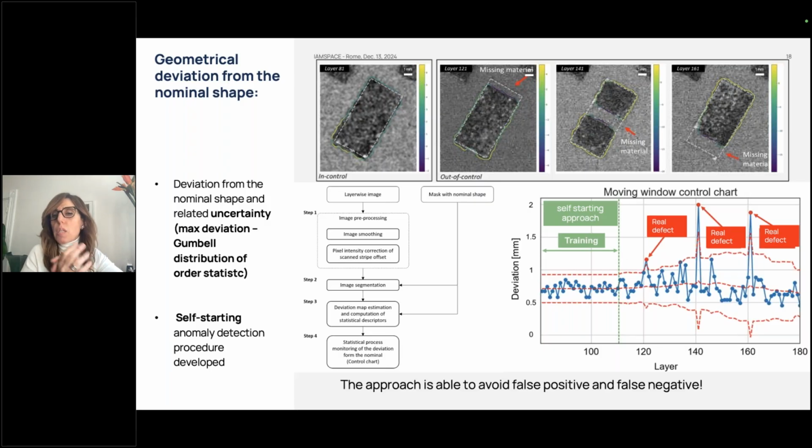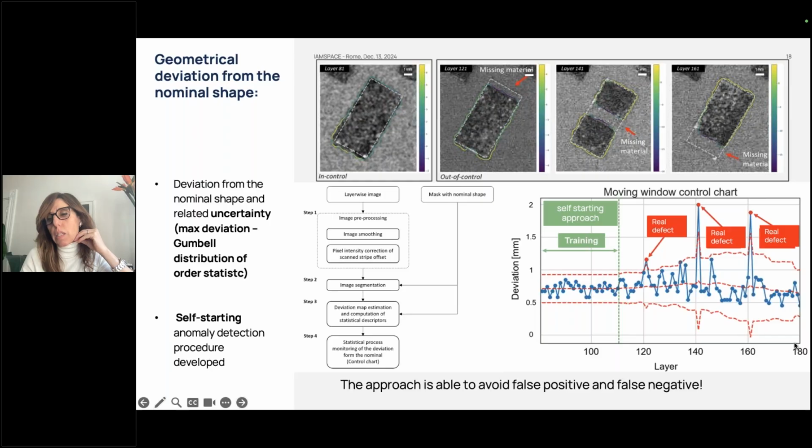And we've been showing that this is quite interesting, maybe even combined with some self-starting solution for detecting real defects, with a good capacity and capability of having a small false alarm rate while still being able to detect the problems as soon as we see some deviation that has been created at one specific layer.